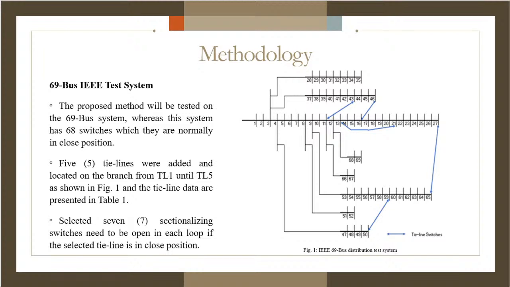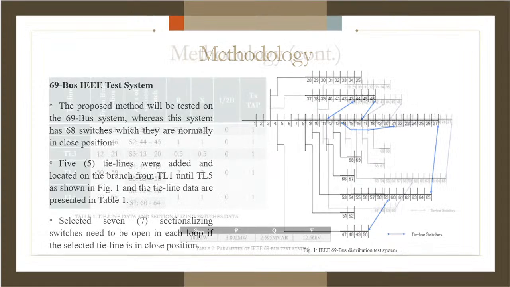The proposed method will be tested on the IEEE 69 bus system, whereas this system has 68 switches which are normally in closed position. Five tie-lines were added and located on branch from tie-line 1 until tie-line 5 as shown in figure 1, and the tie-line data are presented in table 1. Selected sectionalizing switches need to be opened in each loop if the selected tie-line is in closed position.